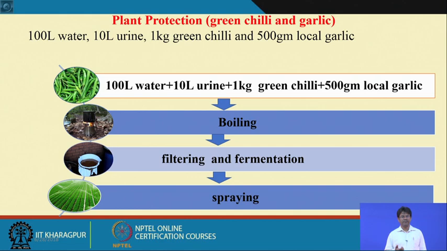So, using cow dung and cow urine, like 100 liters of water with 10 liters of urine, 1 kg green chili and 500 grams of garlic, this can be prepared. Farmers can prepare it in their own field and use it, and hardly any cost is involved in this process.